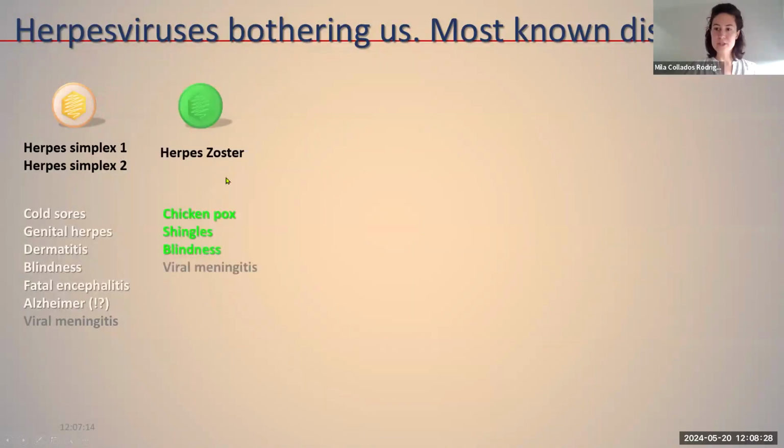There is herpes zoster, which is a neurotropic virus, as herpes simplex, which causes chickenpox, shingles, and blindness, as well as viral meningitis. Cytomegalovirus, which causes birth defects and hearing loss, as well as a lot of problems during organ transplantation, because they are latent, and then when there is a stress or the immune system is repressed to undergo organ transplantation, those viruses are prone to reactivate and kill the patient.